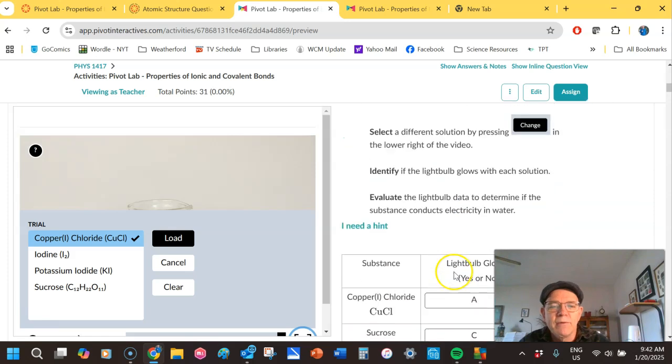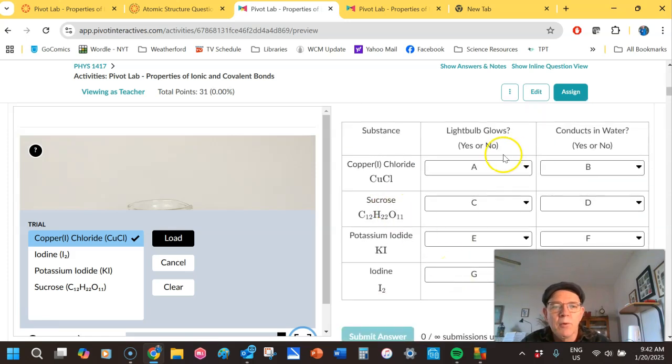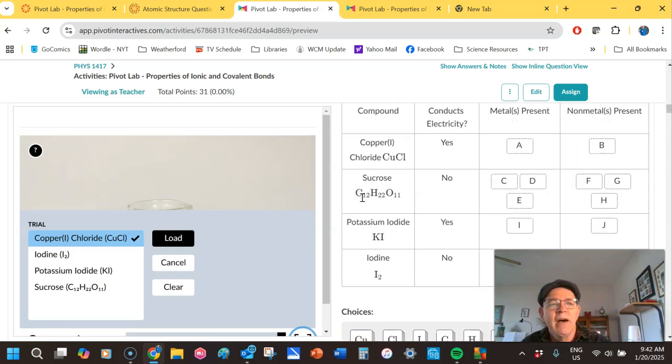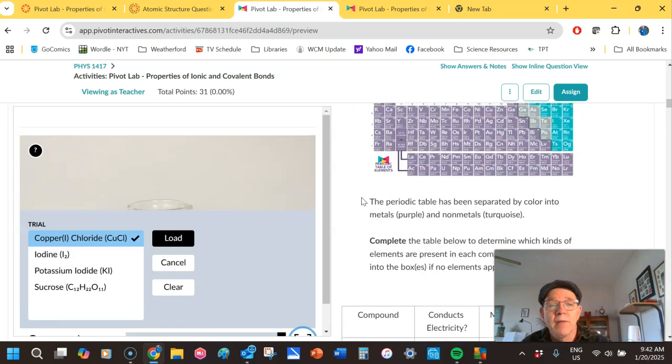It's going to ask you to do that and record whether the light bulb glows or not, whether they will conduct electricity. If they do conduct electricity, they are called electrolytes, which makes sense. You hear about electrolytes all the time, usually talking about sports drinks, but basically they are things that, when dissolved in water, will conduct electricity. It will also ask you about whether the elements are metals or non-metals.